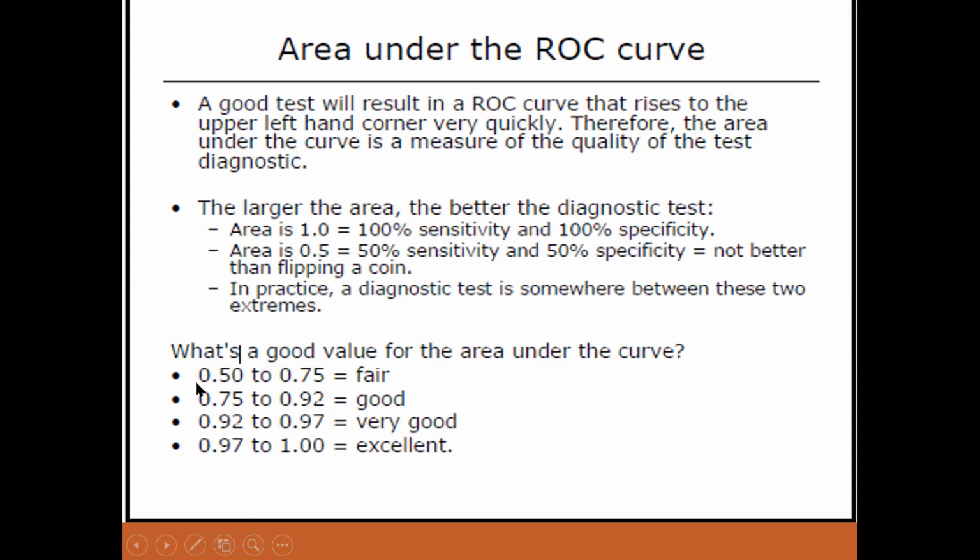If it is above 0.5 up to 0.75, or between 50 and 75, we can say your test is fair. If it is between 75 and 92, it is good. 92 to 97 is very good. And 97 to 1.00 is excellent. These are arbitrary levels. This is not quite fixed, it depends on what kind of test you have, but this is a normal reference we can use.